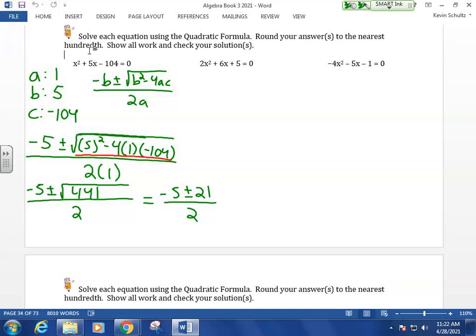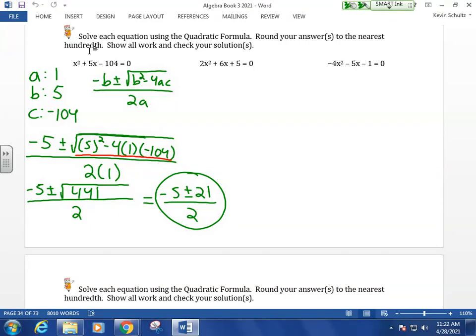Any questions on how I got to where I'm at? Soybe. It's not really about where you're at, but what does the plus or minus mean? That's where we get our two answers here. Because remember, we're looking for two x-intercepts. So once we get down to this step here, now we're going to use the plus minus symbol to get our two answers. Okay, so that's coming next.